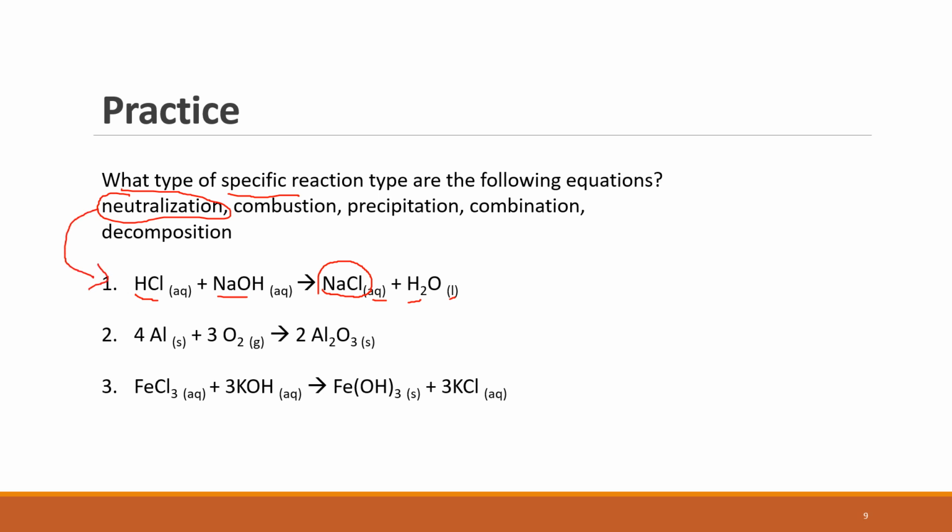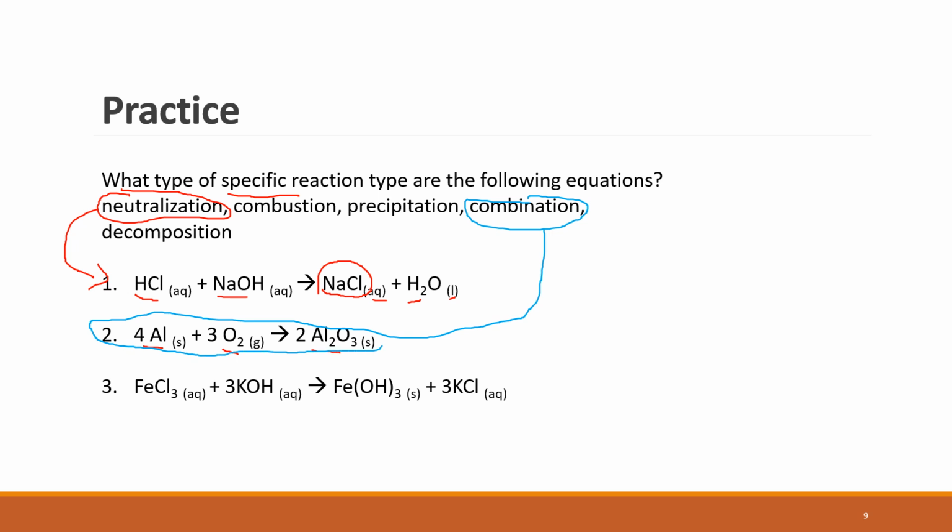Now looking at number 2. For number 2, we have aluminum, an element by itself, reacting with oxygen, another element by itself. And it looks like they're forming just one product. So we have two reactants combining to form one product. So what type of reaction would that be? Number 2 then would be combination or synthesis reaction. So I'm going to highlight that in blue for number 2.